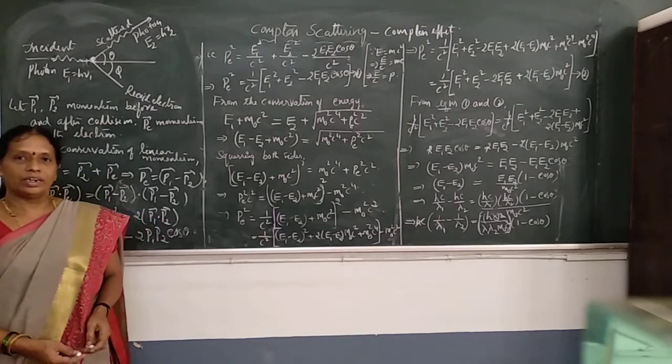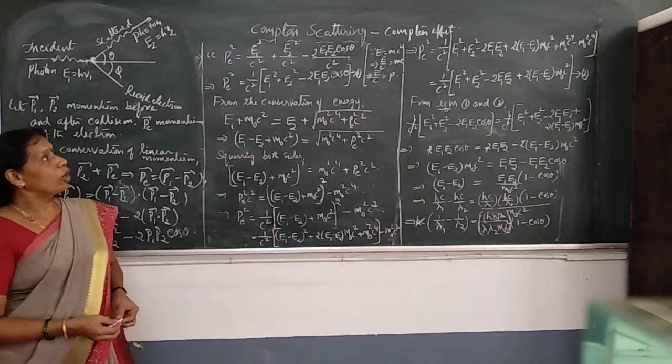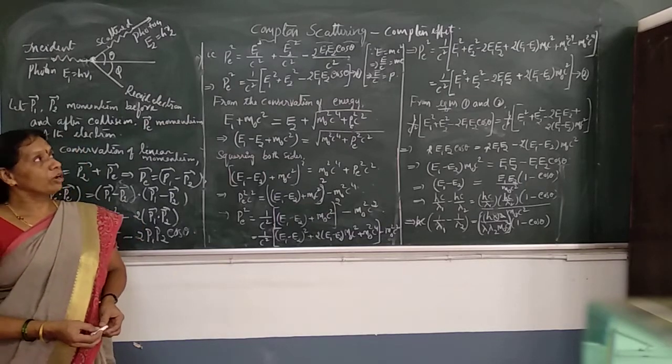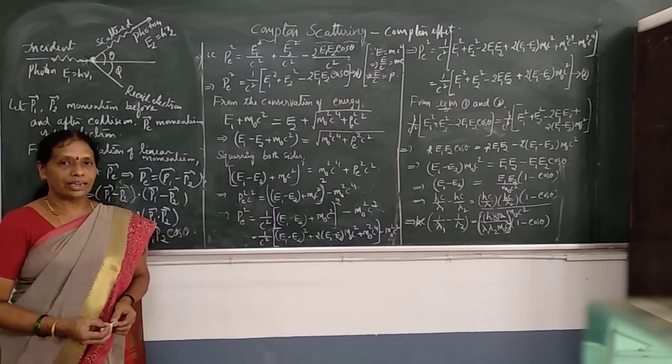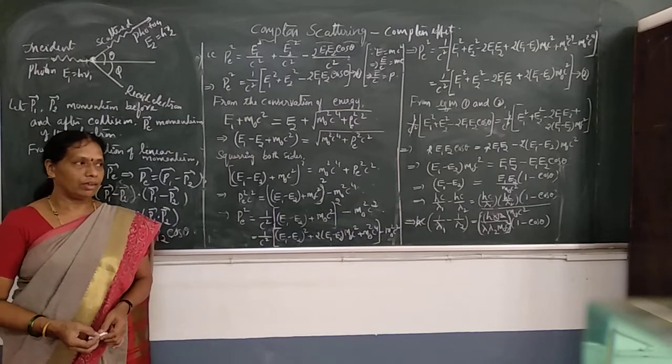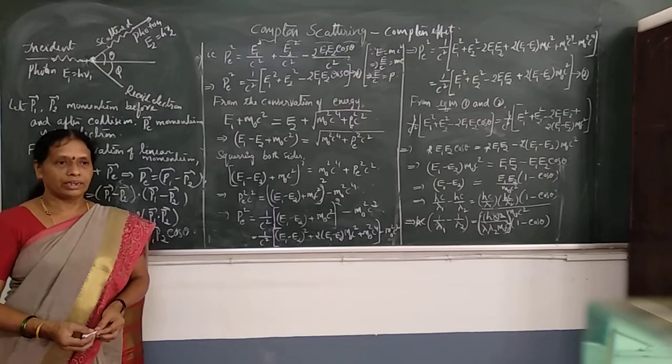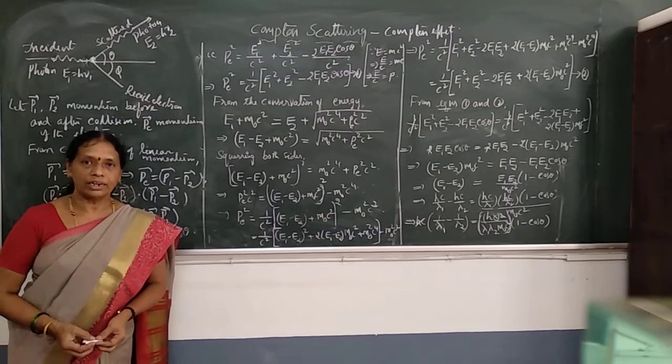Dear students, today's topic is Compton scattering and the Compton effect. This Compton effect was discovered by A.H. Compton in 1923. This is the phenomenon of scattering between a photon and a charged particle, usually an electron.